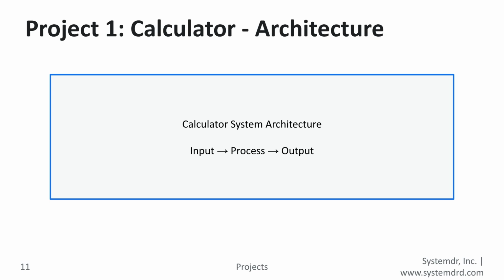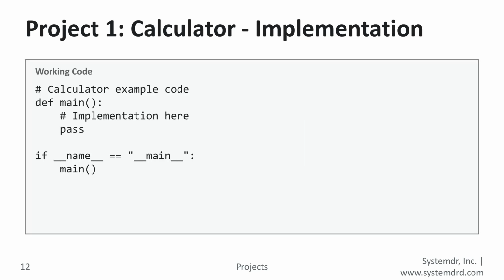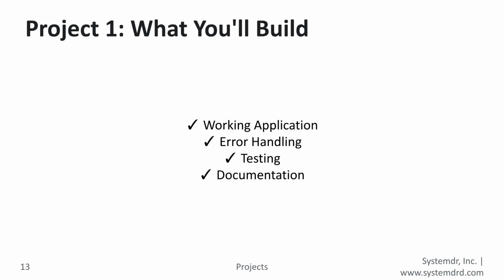For our first project, the calculator, the architecture follows a basic input, process, output flow. We focus on defining the sequence of operations for receiving input, performing calculations, and displaying the results. The implementation of the calculator project is structured around a main function. This is a common pattern in Python to ensure the code only runs when the script is executed directly. Project 1 goes beyond basic functionality, focusing on building a working application, comprehensive error handling, thorough testing, and necessary documentation.